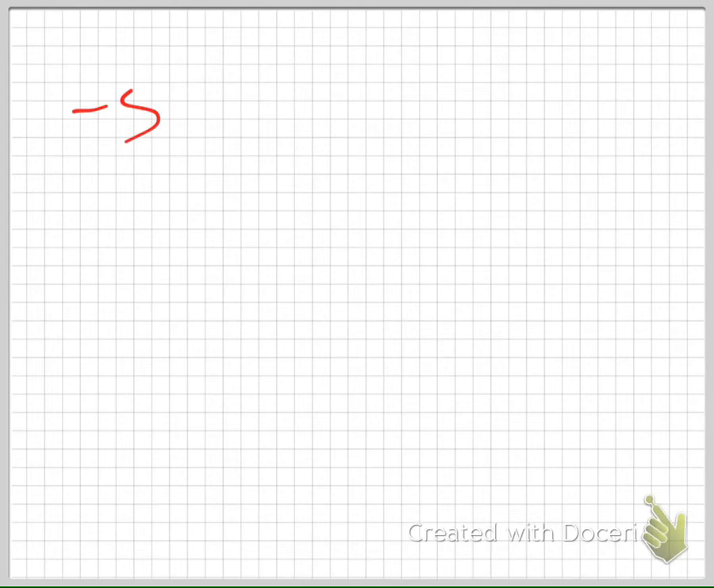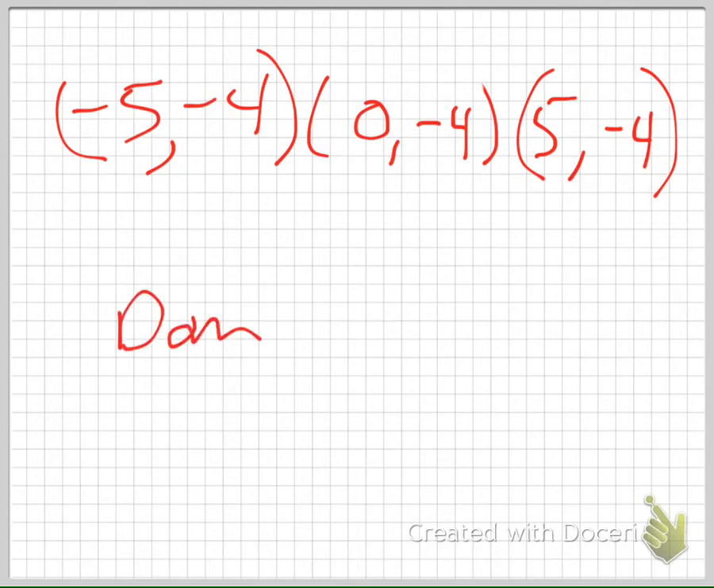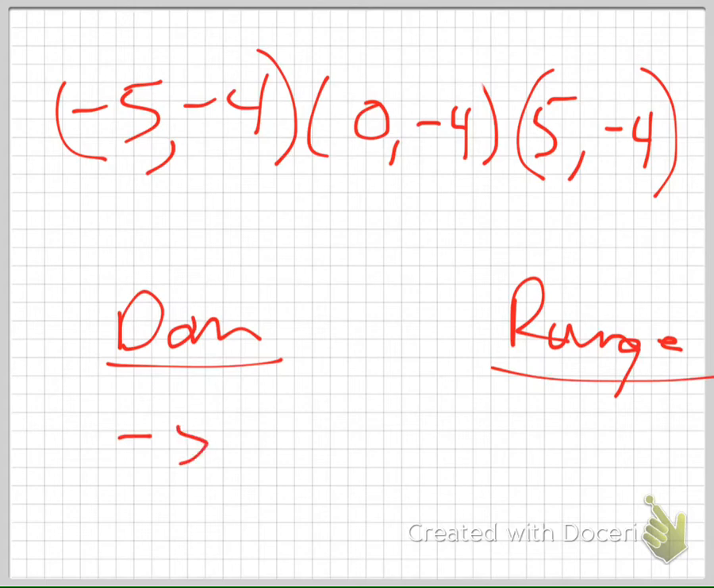Try -5, -4, 0, -4, and 5, -4. Oops, this is supposed to be a -4. Sorry. Function? Yes. Domain, range. What are the inputs? Negative 5, 0, and 5. Okay, and what are the outputs? Just -4, right? And they all point to here.